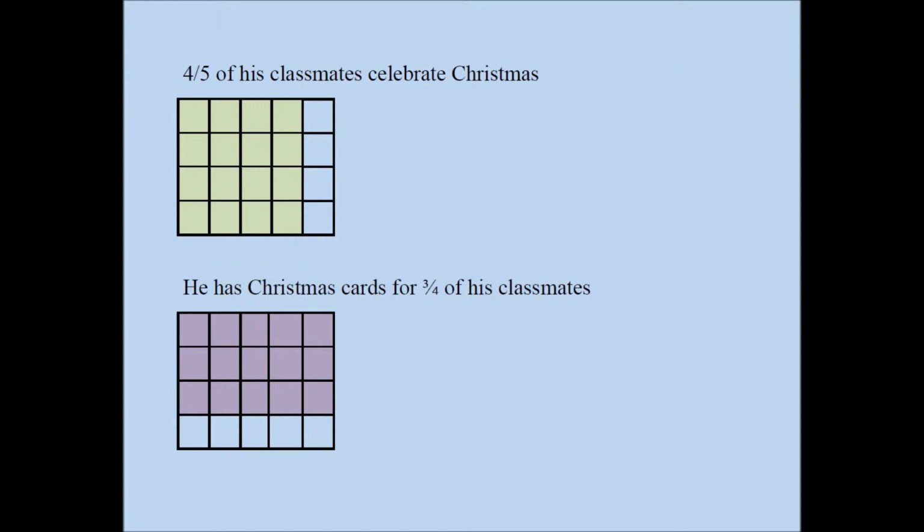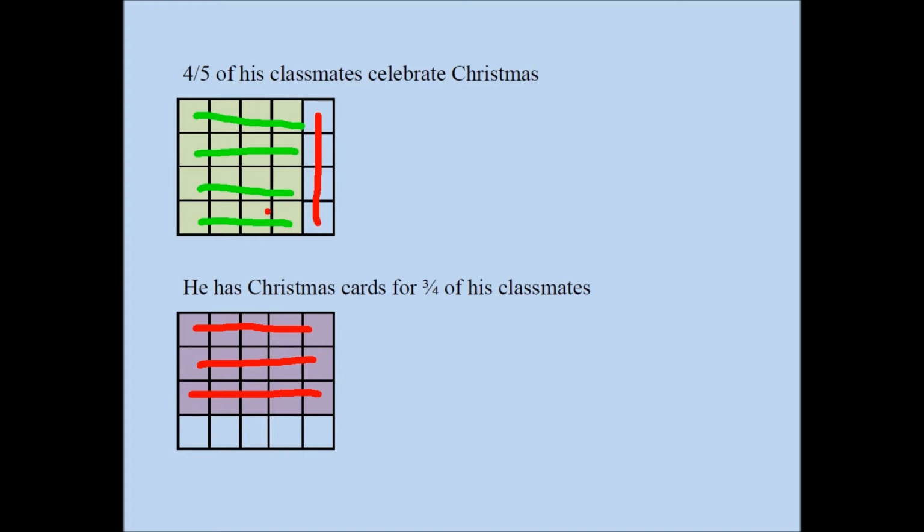So here we have a couple of sentences from the question. 4/5 of the classmates celebrate Christmas. So that means these people, 4/5 of them, celebrate Christmas, and these don't. This is his entire class. He has enough cards for 3/4 of his classmates. Sorry, I didn't mean to say 3/5. It's 3/4. So these cards are Christmas cards, and they're going to go to the students who celebrate Christmas.